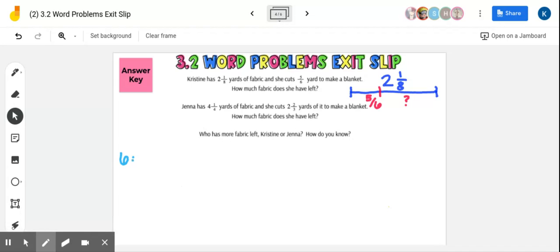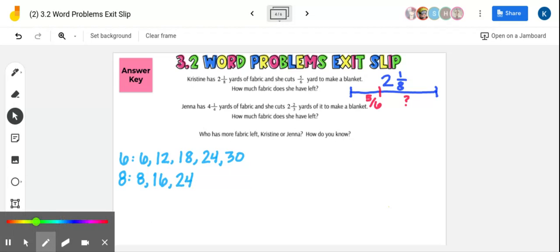To do that, I'm going to skip count my numbers. So start with your smaller number. 6 times 1, 6 times 2, times 3, times 4, and times 5. Then I'm going to move on to 8 and see if we can find anything they have in common. 8, there's no 8 in my multiples of 6. And then 16, there's no 16. 24, oh, there it is, 24. So my common denominator is 24.